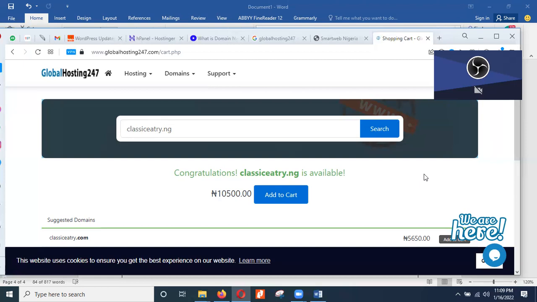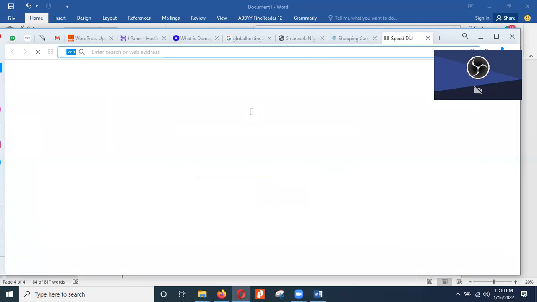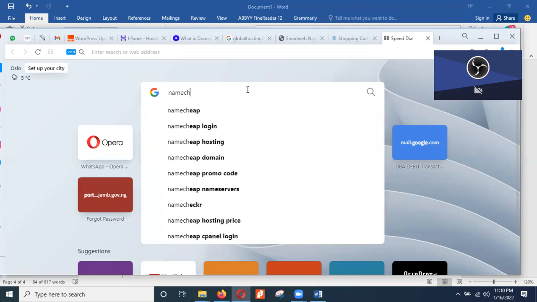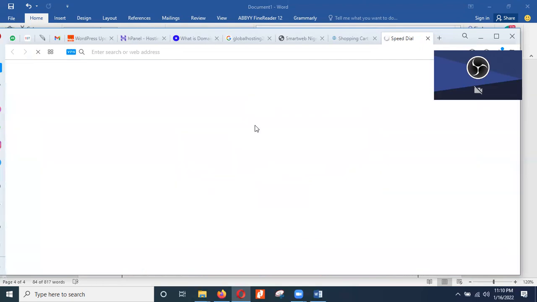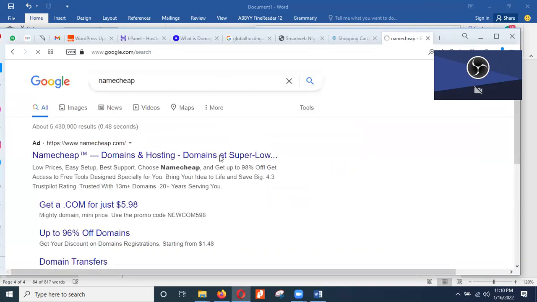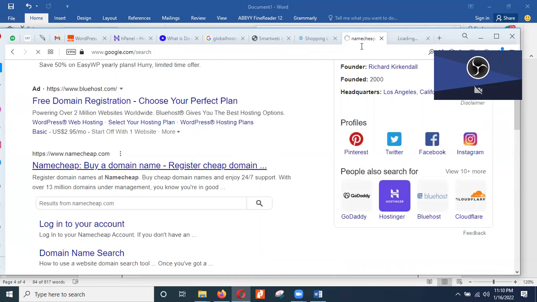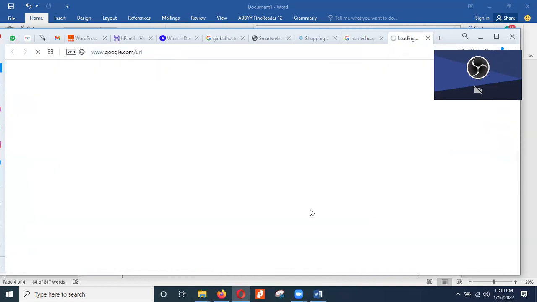So now the next thing we are going to talk about is hosting. But before I go into hosting, apart from Global Hosting, there are many other places like Namecheap. You can register with Namecheap. Let's try Namecheap. Click on buy a domain name.